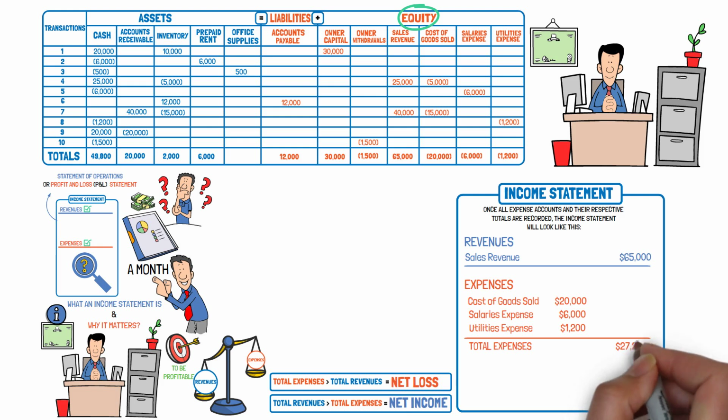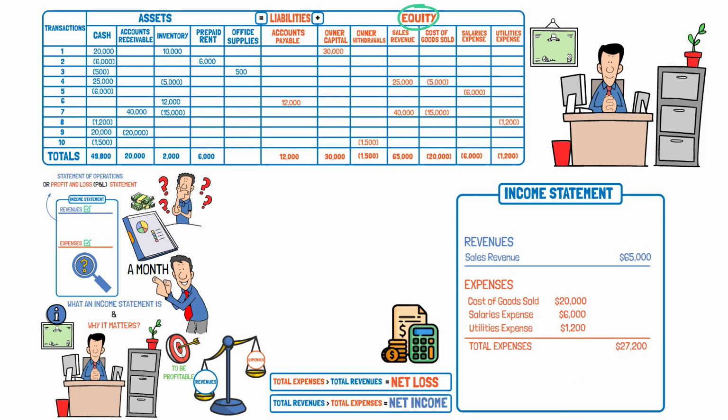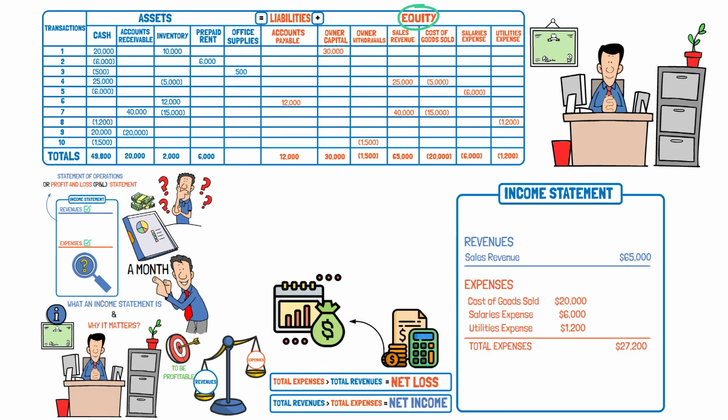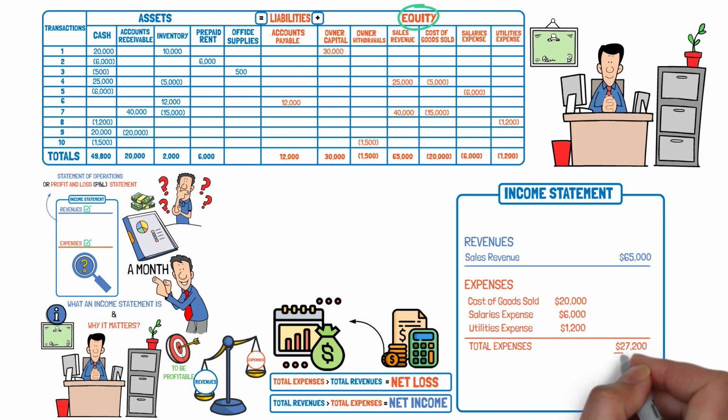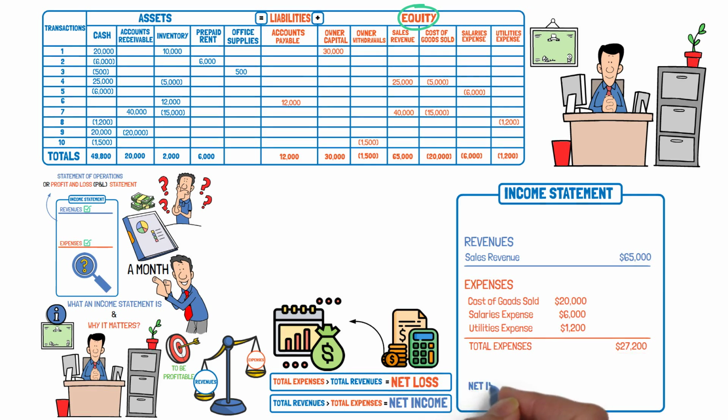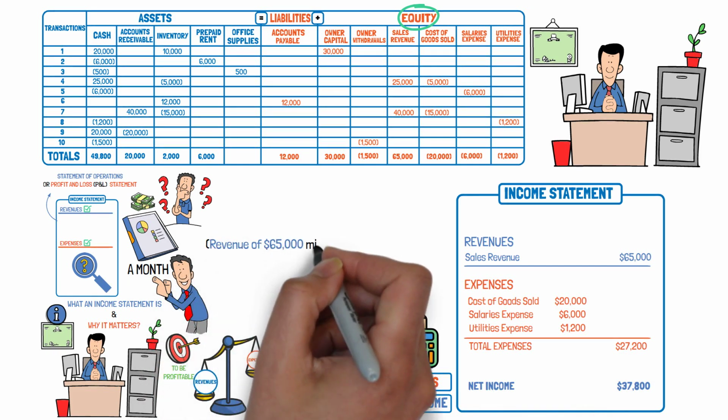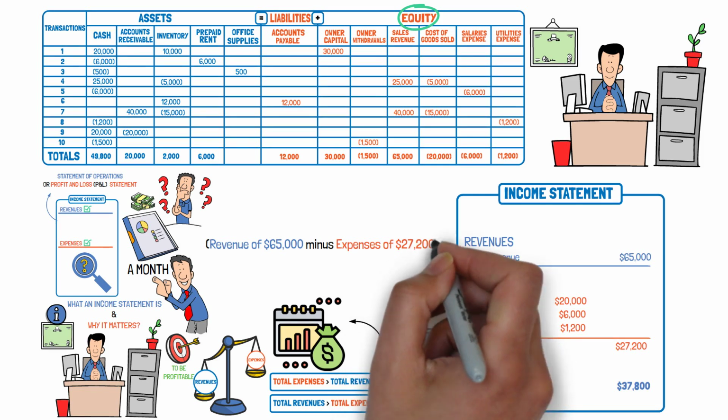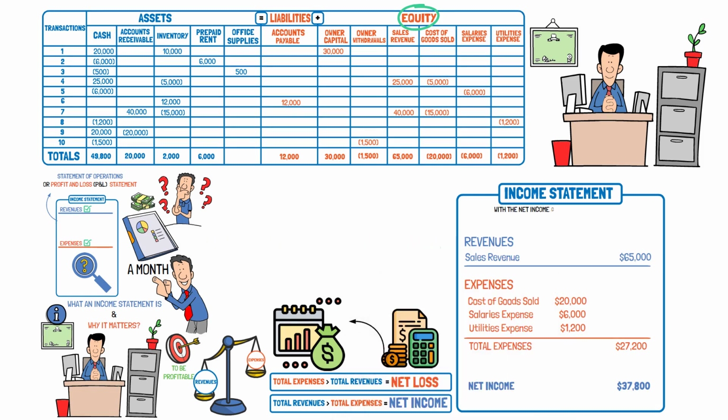Since expenses represent the costs incurred to generate revenue, the total expenses of $27,200 will be subtracted from the total revenue of $65,000. This leaves us with a net income of $37,800. Revenue of $65,000 minus expenses of $27,200. With the net income calculated, the final presentation of the income statement will look like this.